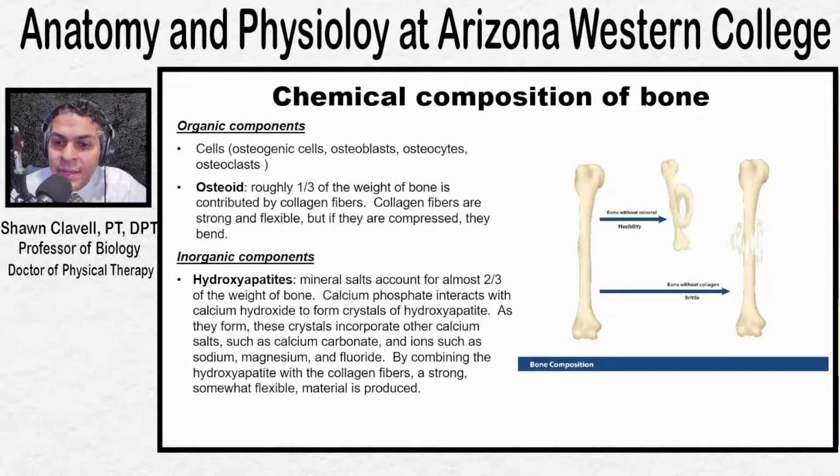So the organic compounds of the bone give it its flexibility, whereas the inorganic compound is hydroxyapatite. These are mineral salts that account for almost 2/3 of the weight of the bone. Calcium phosphate interacts with calcium hydroxide to form crystals of hydroxyapatite. As they form, these crystals incorporate other salts such as calcium carbonate and ions such as sodium, magnesium, and fluoride. By combining the hydroxyapatite with the collagen fibers, a strong, somewhat flexible material is produced.